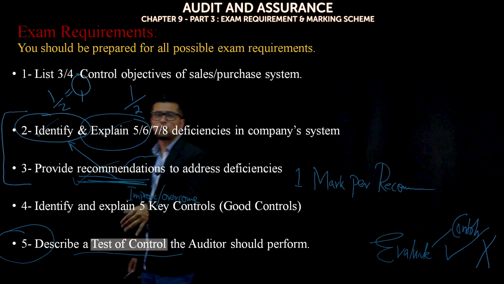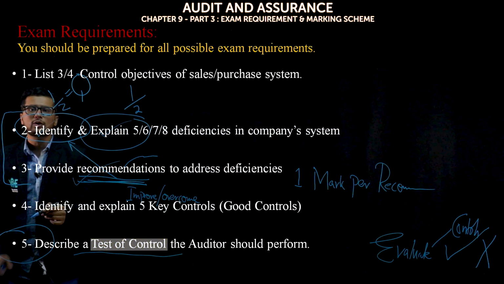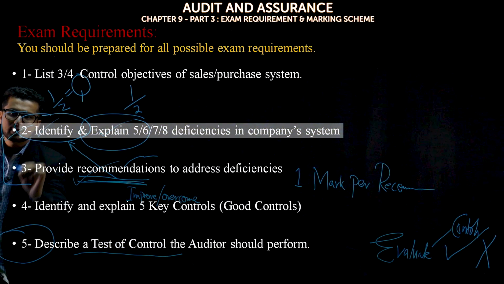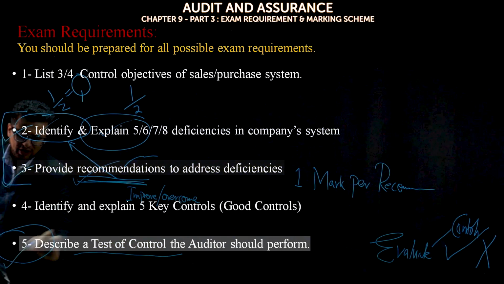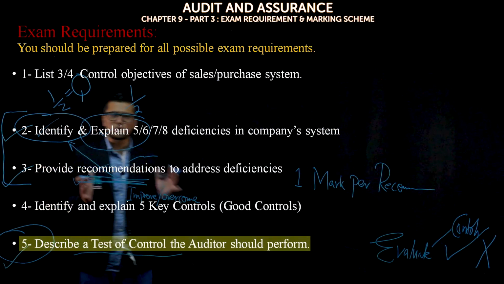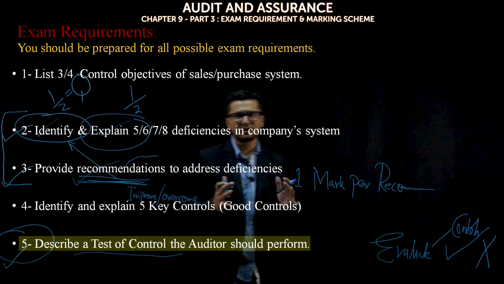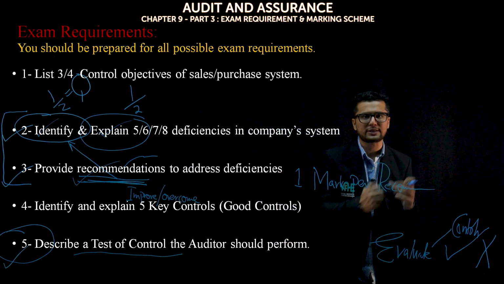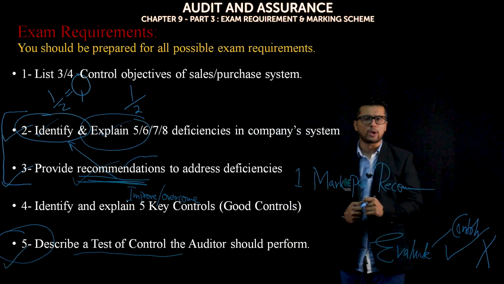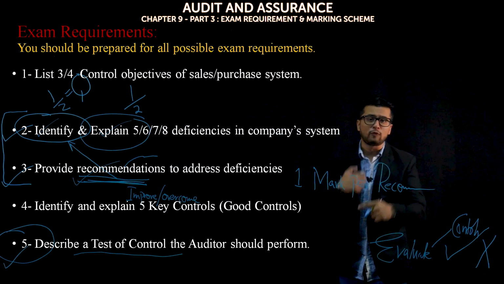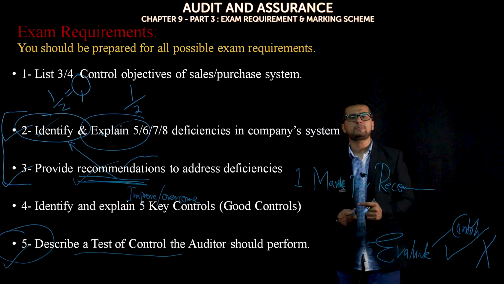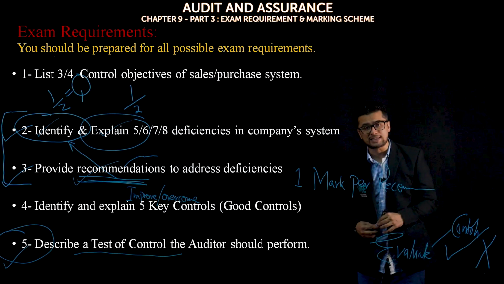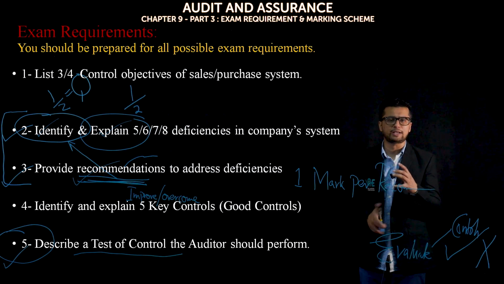This test of control could be tested along with the requirement 2, 3. So the examiner could come up with this 2, this 3 along with 5. One story, but 3 different requirements. First of all, you got to identify the deficiencies out of the system and you have to explain them. Then you have to tell me the ways through which we can overcome those deficiencies. Then last but not the least, assuming your recommendations have been implemented, you got to test them. So things are quite interrelated.